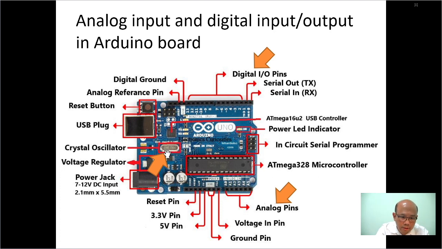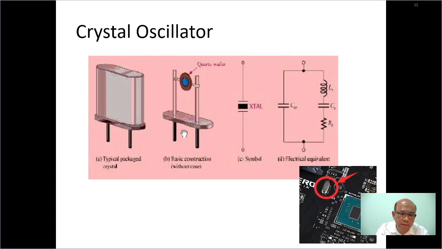This crystal oscillator is marked 16.00, which means 16 megahertz. Inside the crystal oscillator is a crystal wafer. The crystal wafer has a property of vibration. It can generate frequency at a very, very low voltage. And this is the symbol of the crystal clock.